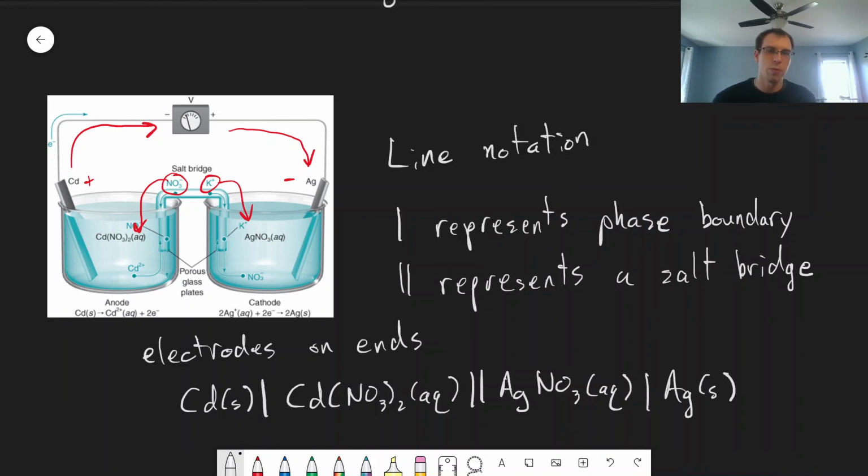All right, and so that's a simple way to write out a galvanic cell. You'll see this sort of notation, we'll keep using it in this class, and it's very commonly used throughout electrochemistry.